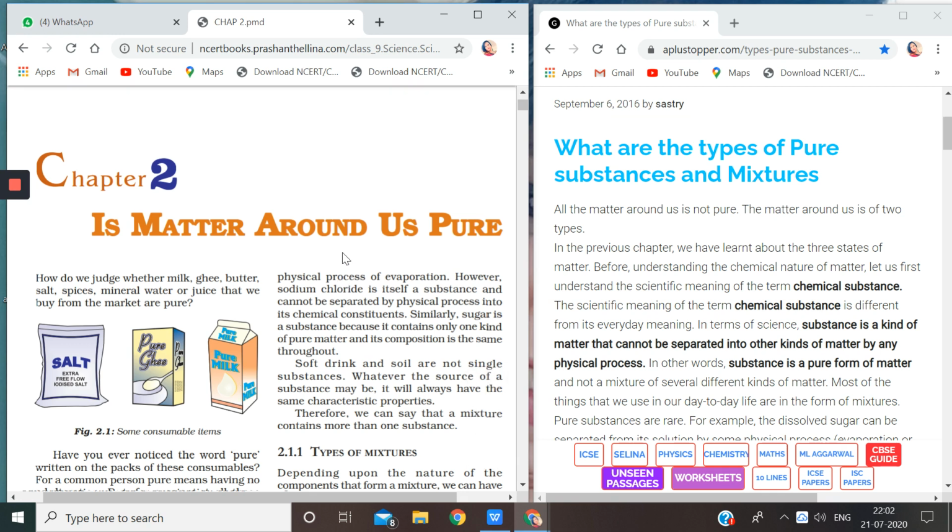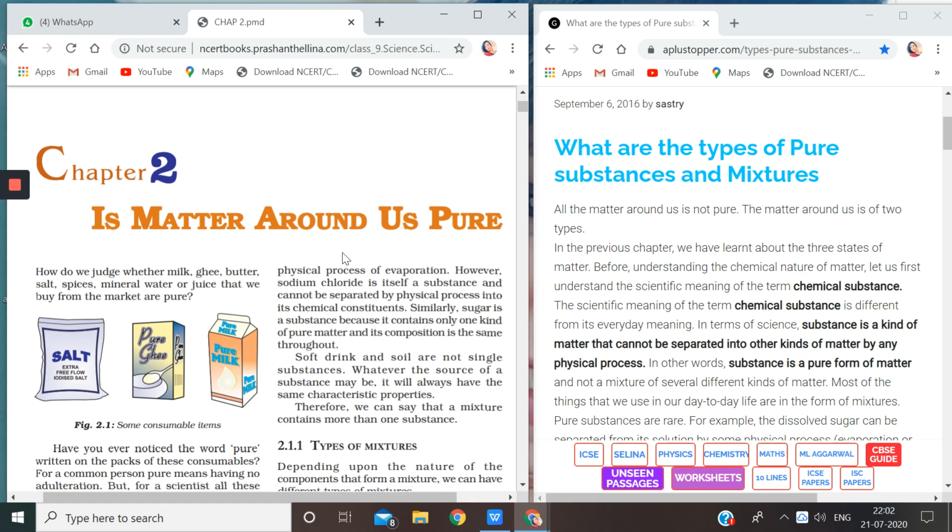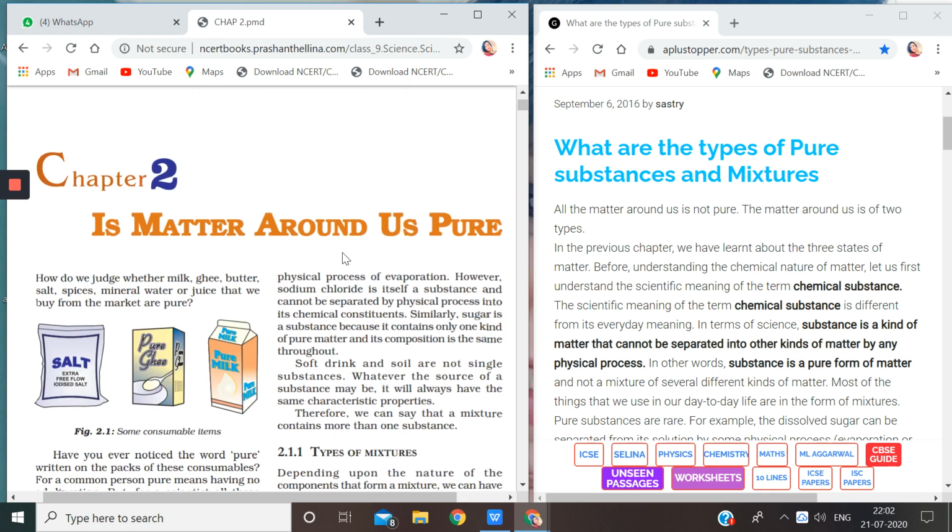Children, you can see on the screen I have opened your NCERT book so that you understand every line of your book, and along with that I will also be using other websites to explain the topics, so that you are thoroughly clear with what I am teaching. So let's start the lesson now.